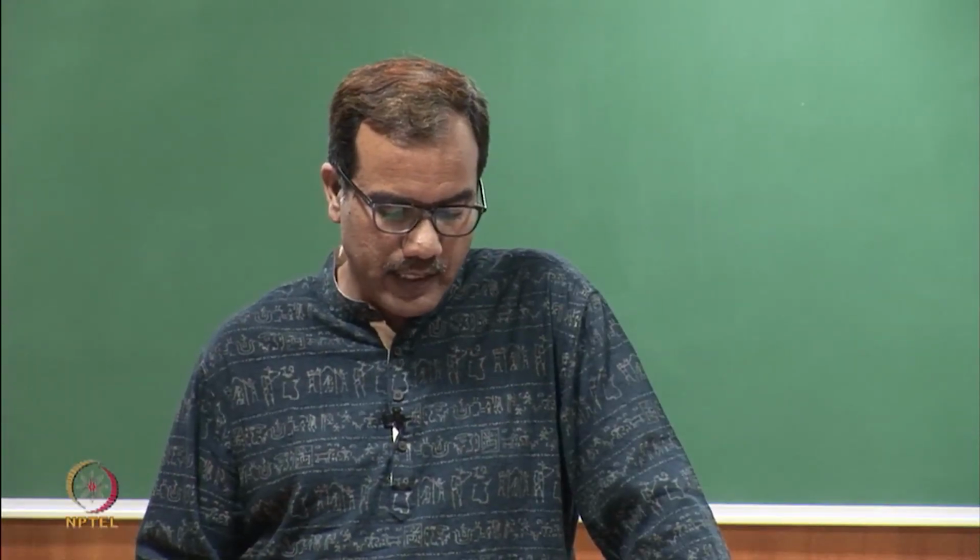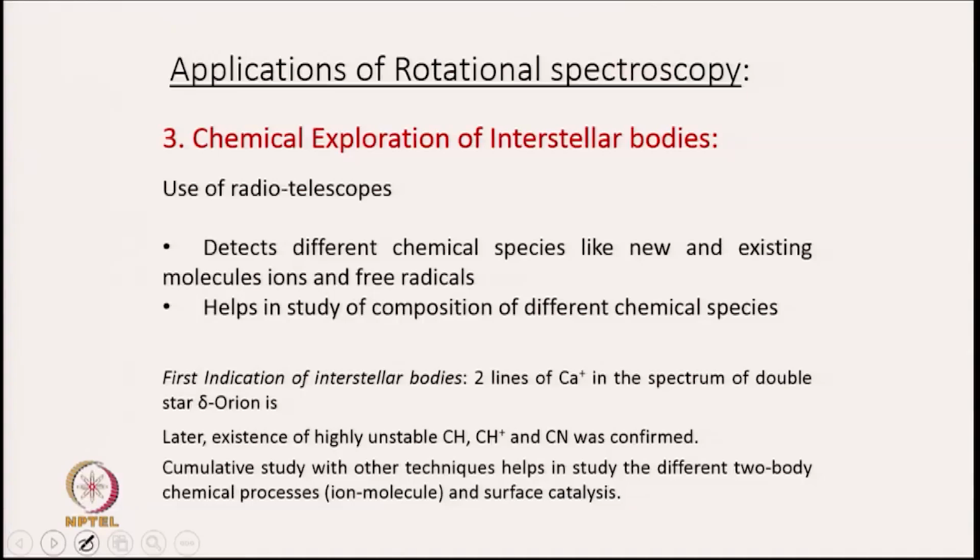The first indication of interstellar bodies came by looking at calcium 2 plus lines in the spectrum of the double star delta Orion. Later, the existence of highly unstable species was confirmed using rotational spectroscopy.